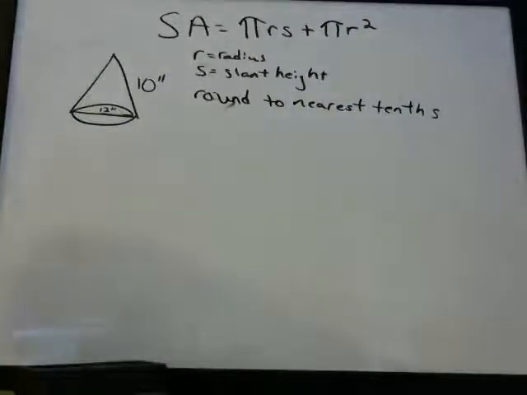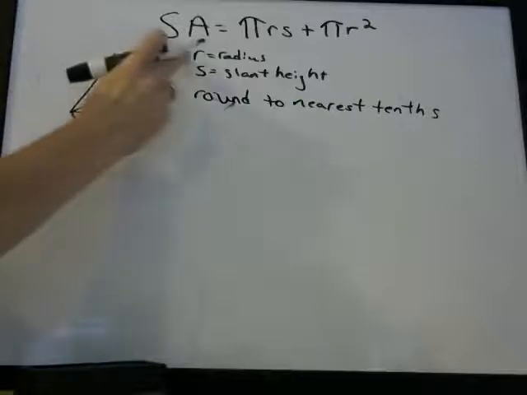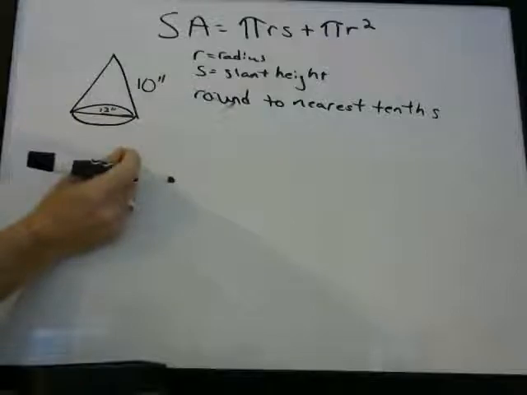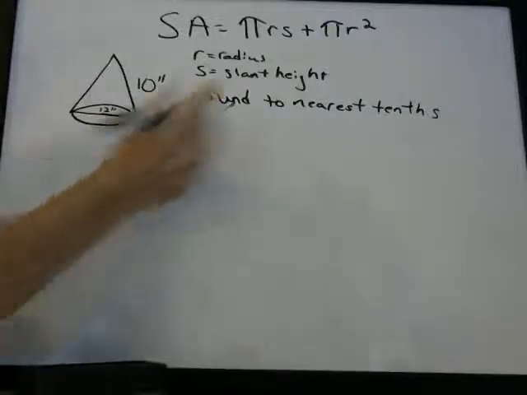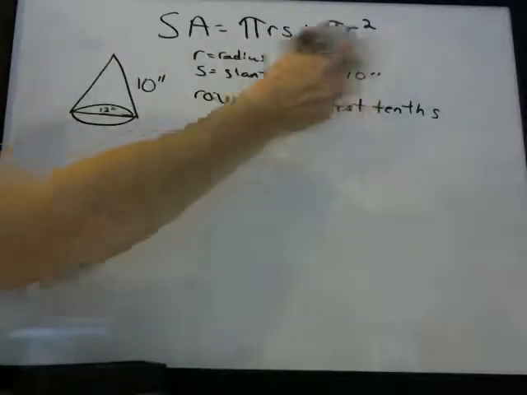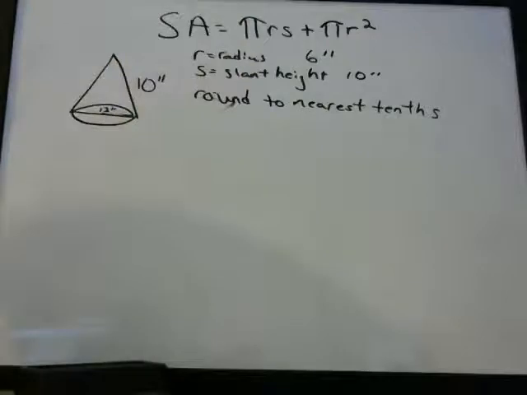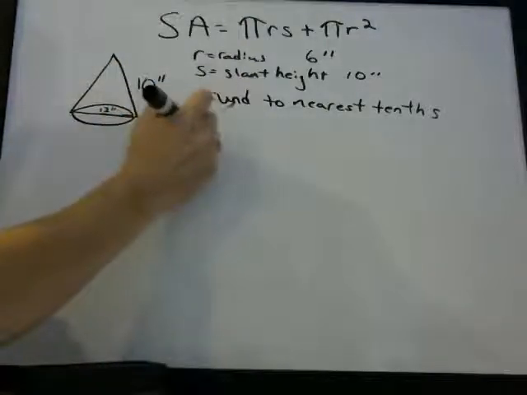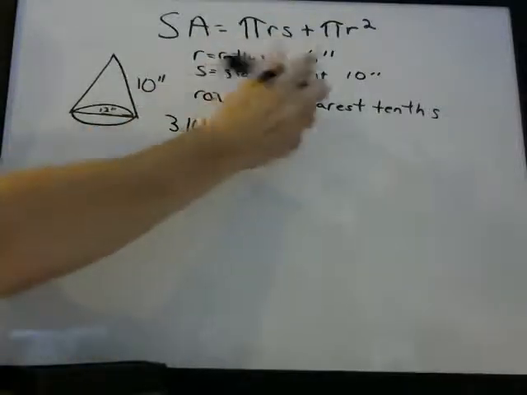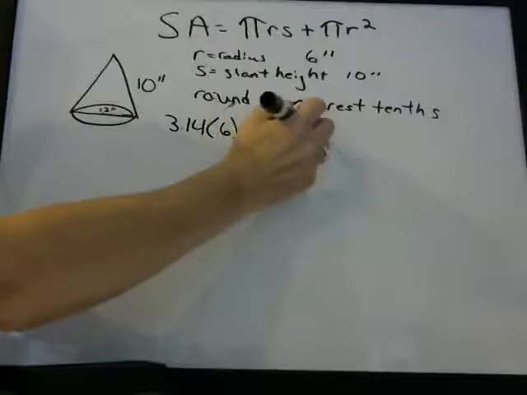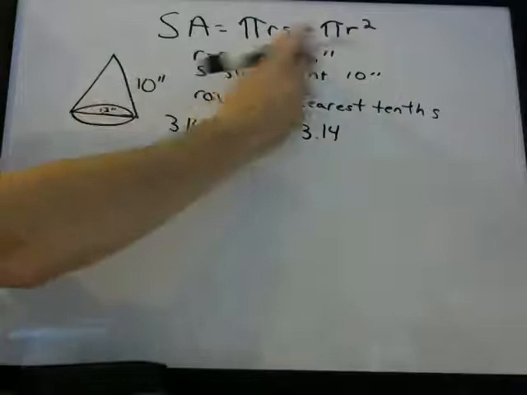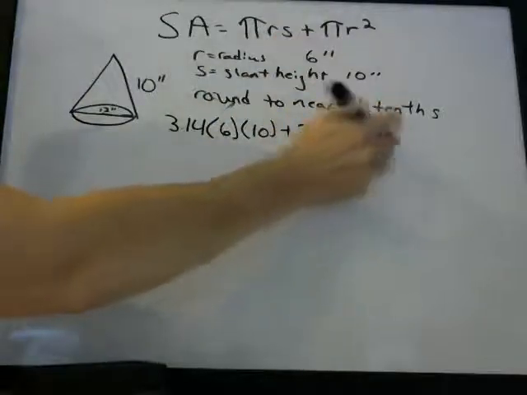Okay, so again, we just plug the numbers into the formula. But remember, we need radius. They've given us diameter. If the diameter is 12 inches, what's the radius? It's just half of that, so the radius is 6 inches. The slant height is 10 inches. Now we just plug these numbers into the formula. Pi, 3.14 times r, the radius is 6, times s, they've given us 10, plus 3.14 times r squared. Again, the diameter is 12, the radius is 6, so it's 6 squared.